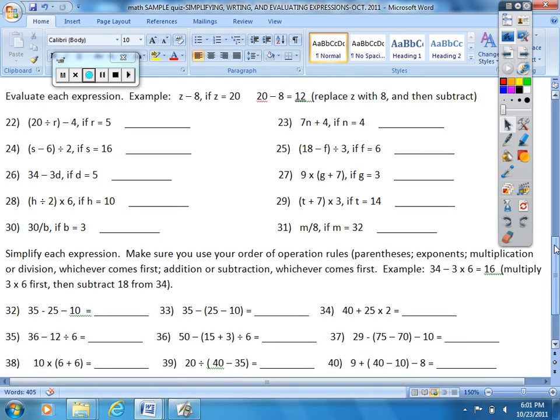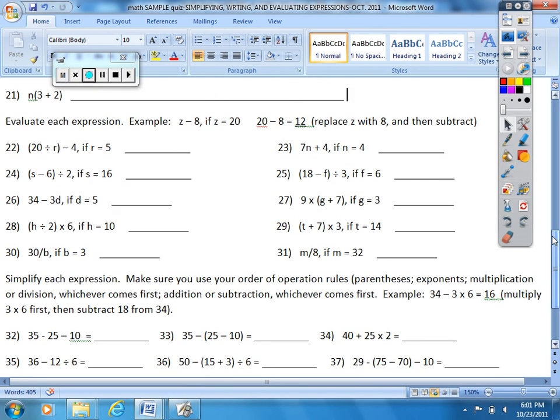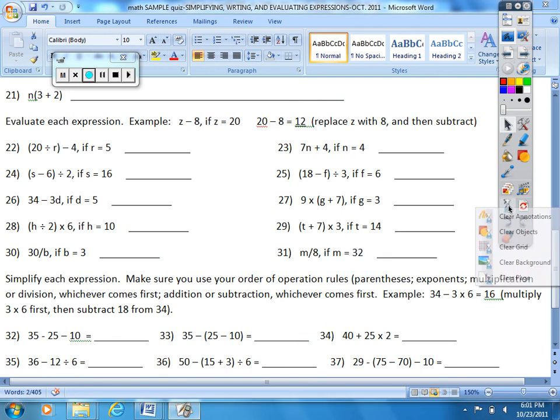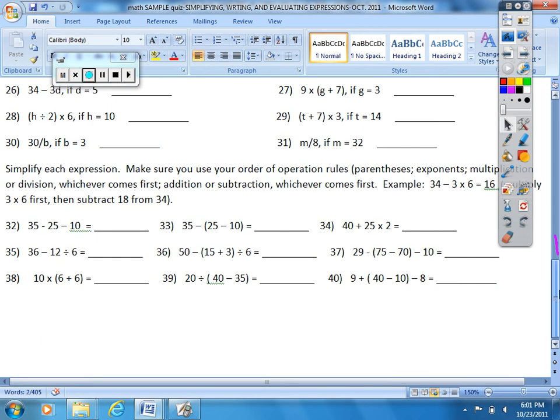Next section is simplifying an expression. Basically all you're doing here is taking what's given here. Here you had to replace a variable with a value, just like here. If you can see, R was 5, S 16, so on. Wherever you saw those, you replaced them and you moved on using your PEMDAS rules. Well, the bottom section, you're just given an expression and you're simplifying it using your rules.